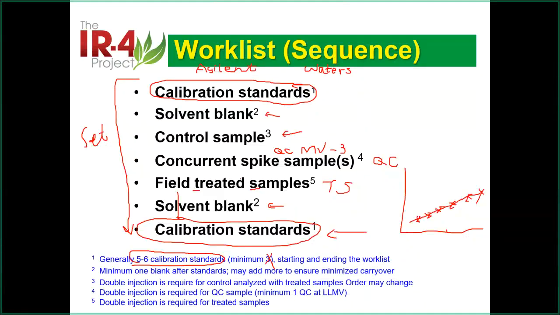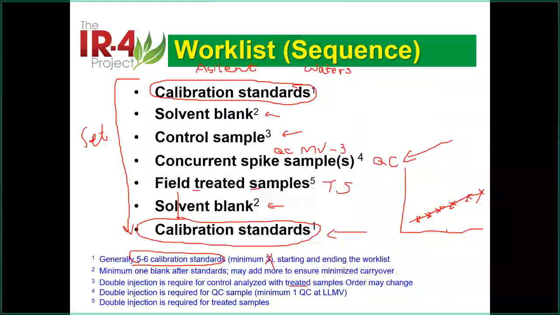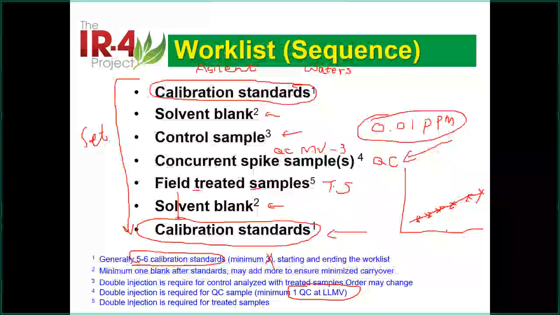Okay. For the QC here, as I mentioned, different countries and different areas have different requirements. Some places require at least one LLMV level, which is 0.01, as the QC, at least one. So it depends. For the safe side, you do at least this level, because your data will be accepted in that country, or in the EU, or JMPR.